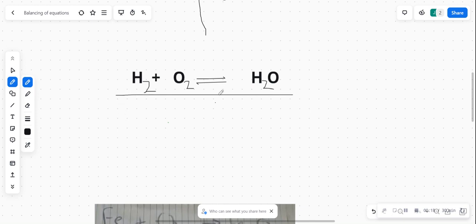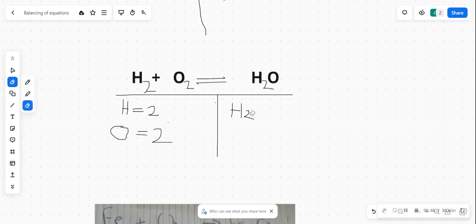What I like to do is draw a line to divide the two sides from each other. On this side, my hydrogen, I have 2 because I see there's a 2 in the subscript. Remember, what is standing in the front is the coefficient. Then I have my oxygen that is also 2. On this side, I see my hydrogen is 2, and my oxygen on this side is 1.